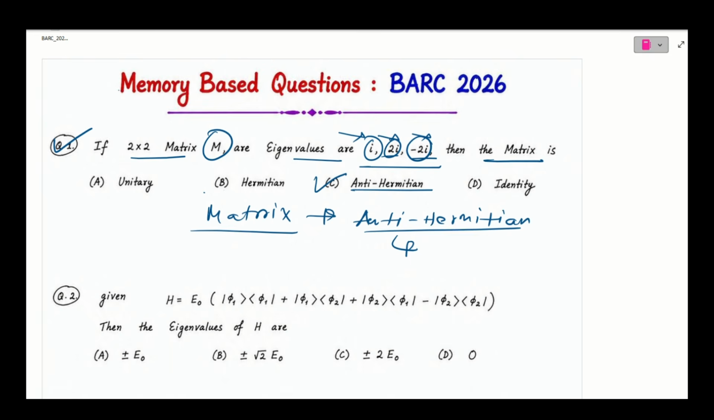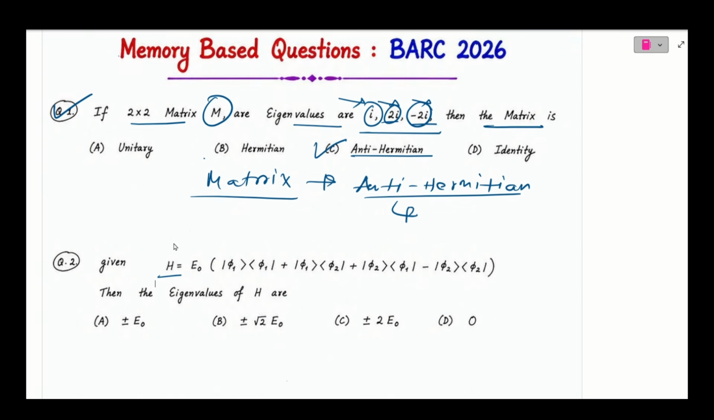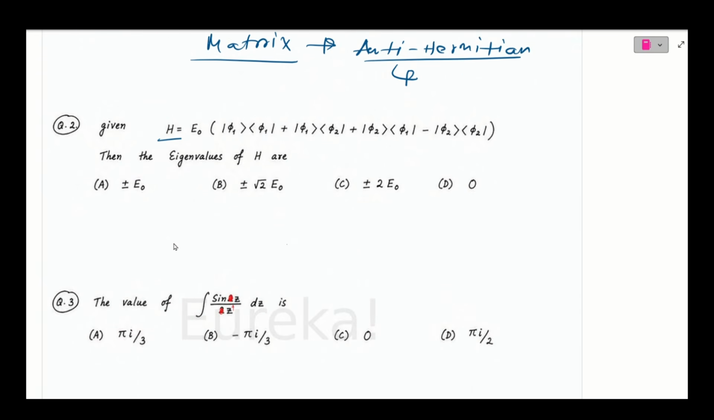Next question is, a Hamiltonian is given for a particular system. The Hamiltonian is given, then we have to find the actual eigenvalues of the Hamiltonian H. Okay, so this is the form. If we want to write the Hamiltonian in matrix form, then what will be the form? Now the form will be H equals E naught times, so this is the outer product, and the inner product is this. So this is the inner product and this is the outer product.